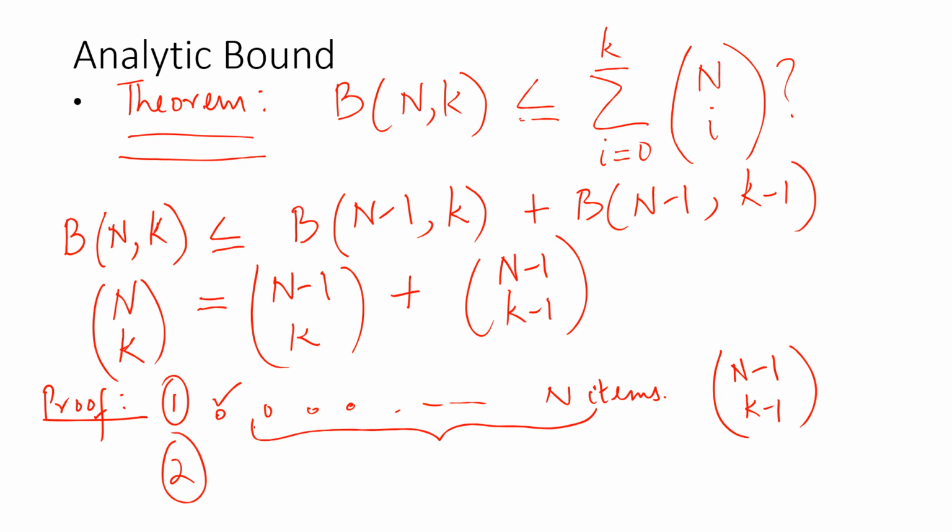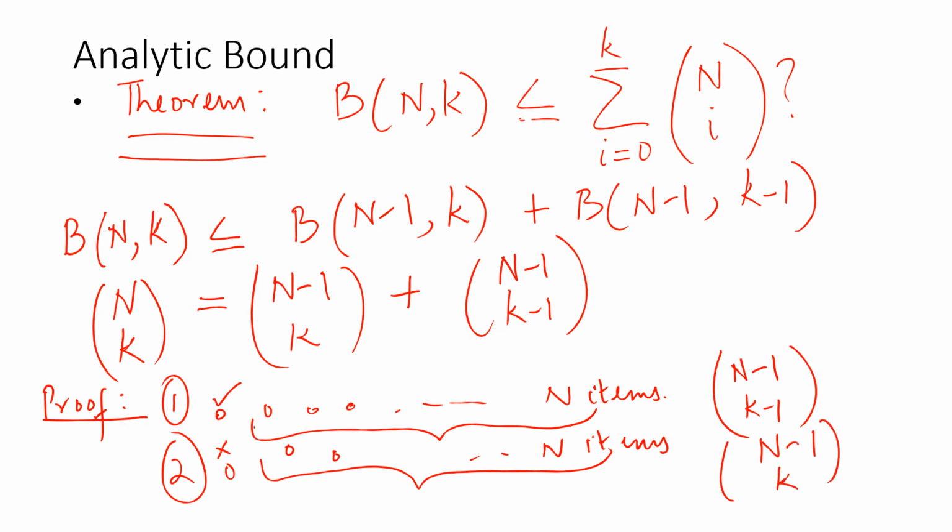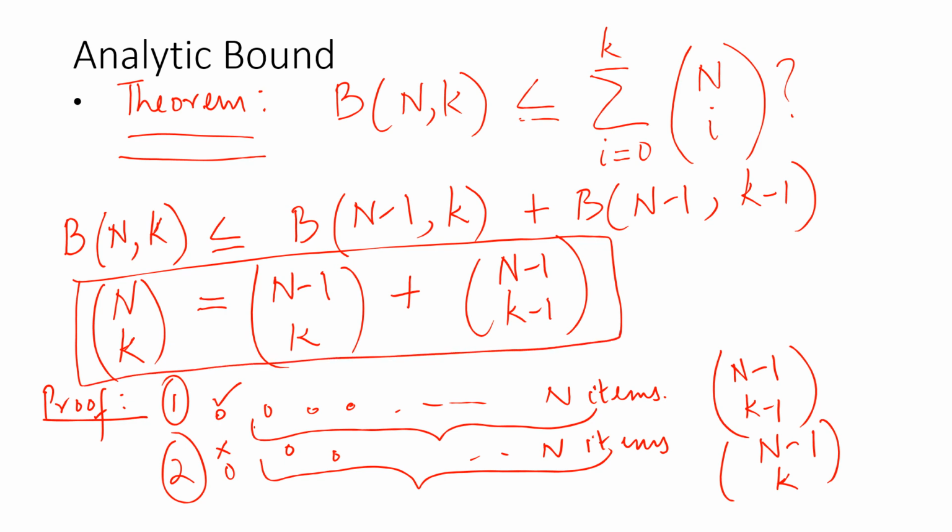The second possibility is that I do not choose the first item. But I have all the other items. So I'm left with n minus 1 items, but I still have to select k, because I just rejected the first one. So that's how we come up with this equation. It's essentially that n choose k is n minus 1 choose k plus n minus 1 choose k minus 1.